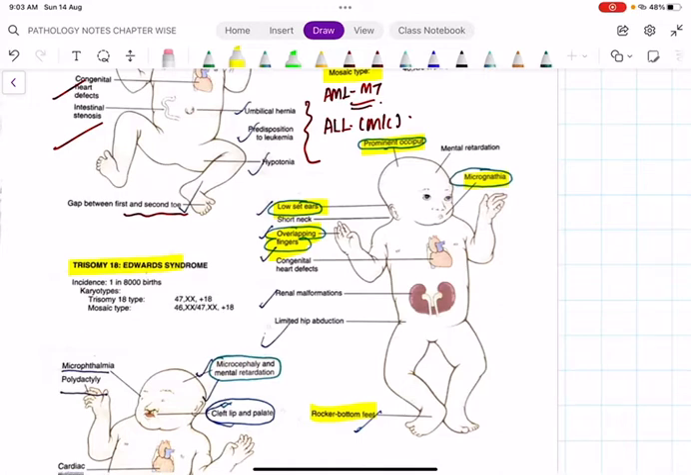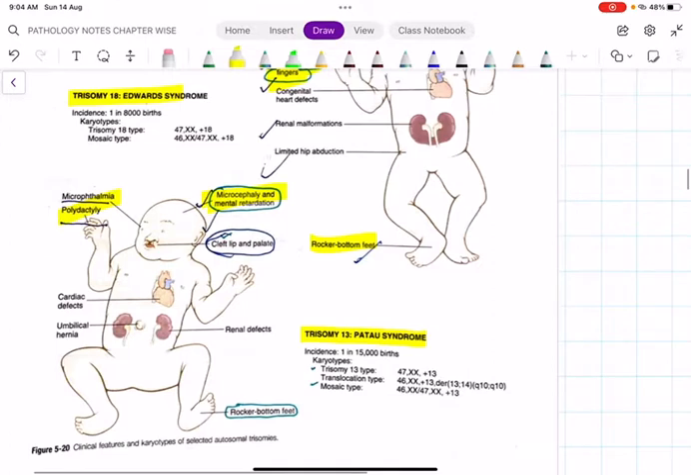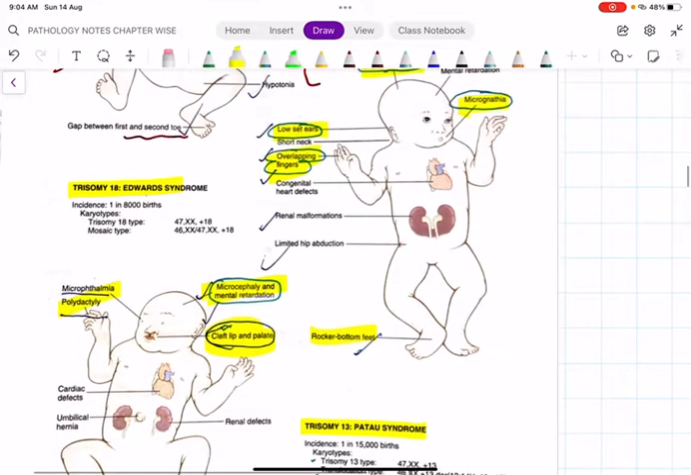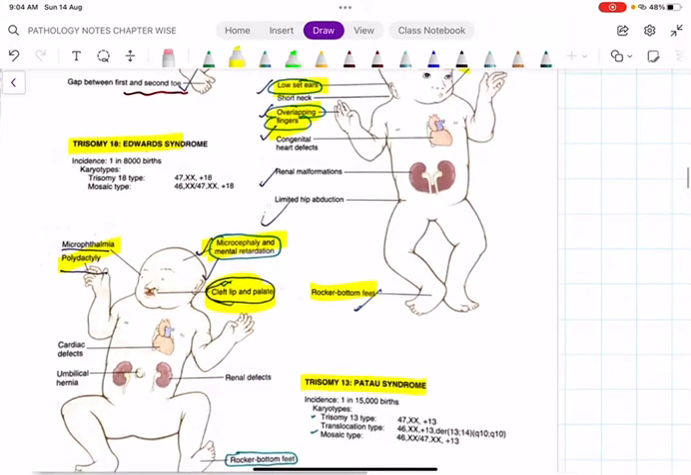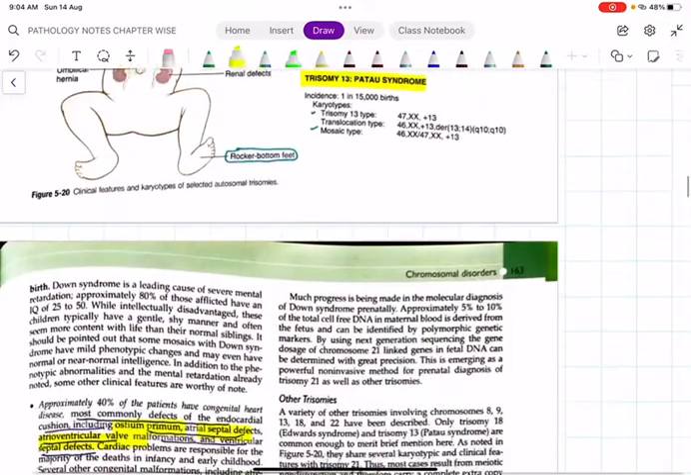Please don't differentiate both of the syndromes with these features. Then you have to just remember this: micrognathia, prominent occiput. Whereas microcephaly is a feature of what we call Patau syndrome. Polydactyly, umbilical hernia, cleft lip, cleft palate. That is very important. Cleft lip and cleft palate are present in Patau syndrome, whereas they are absent in Edwards syndrome. Just go through these features.